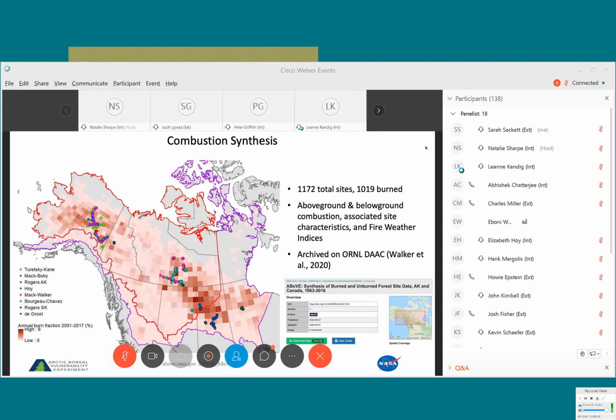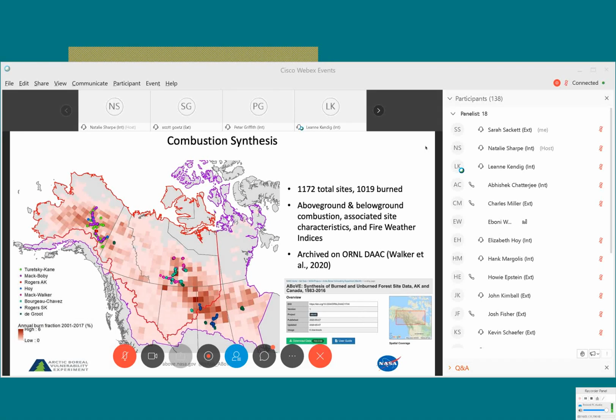In total, we have over 1,000 burn sites, which is pretty rich for this type of data. A lot of aboveground and belowground combustion, belowground being soil organic matter, and a lot of associated characteristics. I should note that most of the sites in Canada here are through funded ABoVE projects.